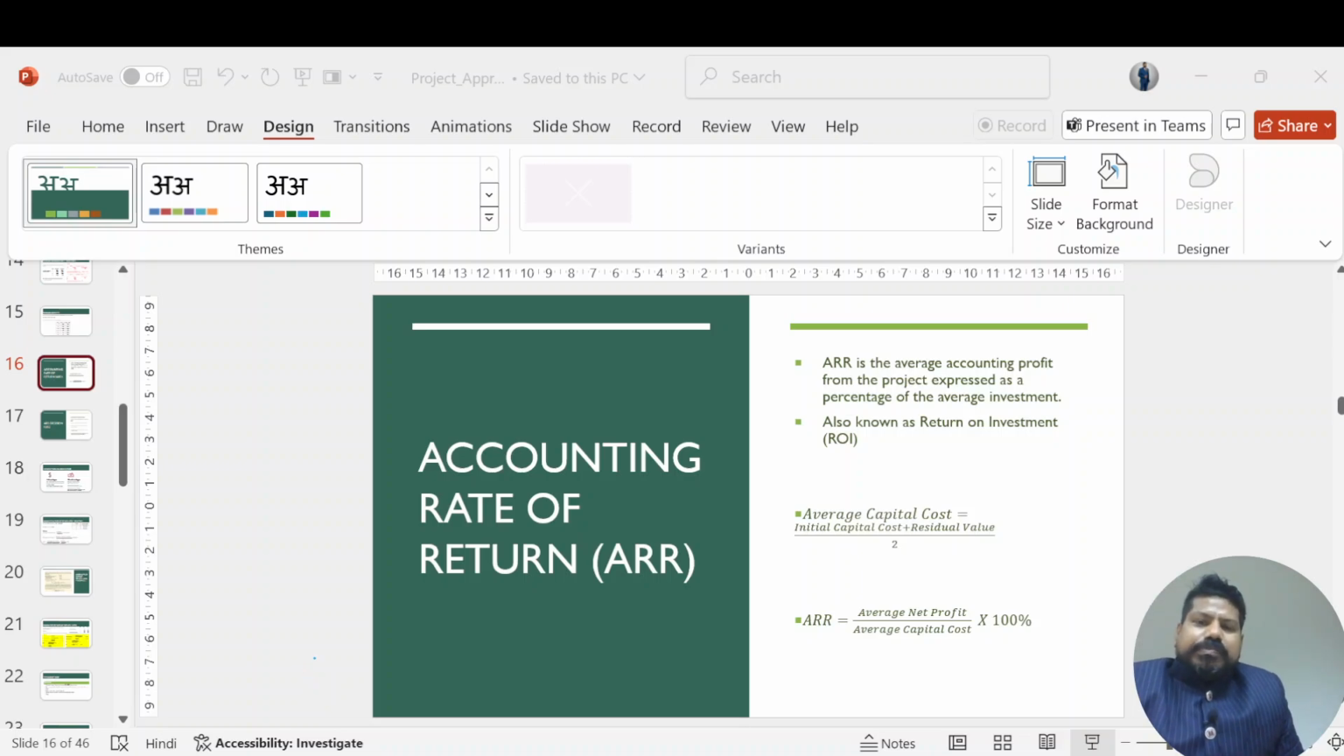What is the value in today's money of dirham 100, which is to be received in a year's time when the interest rate is 10%? So you want present value. The simple formula is present value is equal to future value upon 1 plus r raised to power n. You put the numbers, and what you get is 90.91. In other words, if you had dirham 90.91 today and invested it at 10% interest rate for 1 year, you would have 100 at the end of that year. So this gives you the present value.